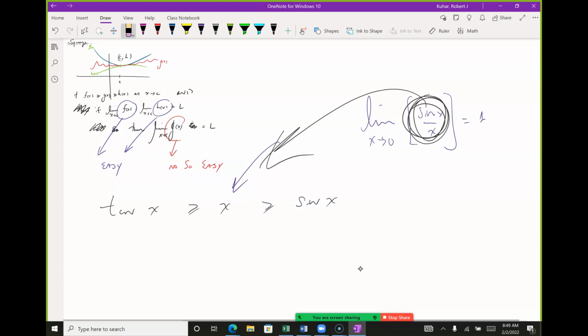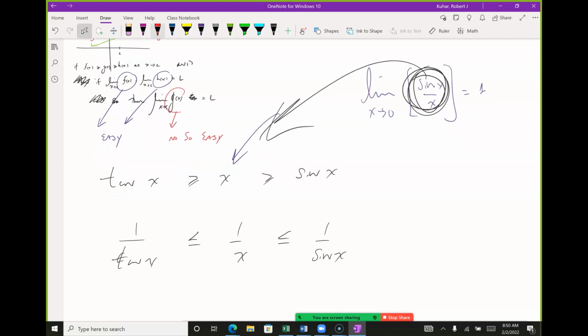Well, I'm just going to take a reciprocal, right? So I get 1 over the tan of x is less than or equal to 1 over x, which is less than or equal to 1 over sine of x, right? And yes, I could change to cotan and cosecant, but I'm not going to do that yet, right? So now I'm almost there. And what's my last thing I have to do here? Multiply each function by sine x.